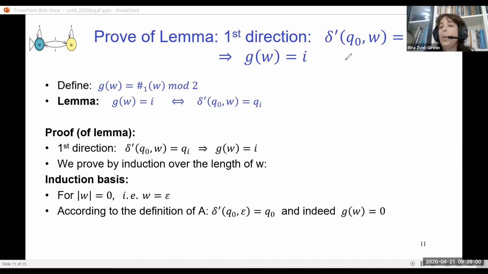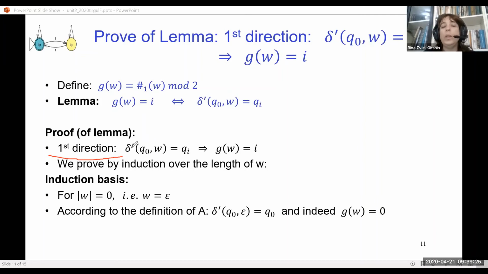Okay, so now we have some lemma that is actually a relation between the automaton we built and the original language we have. So we need to prove this lemma, and I prove only the first direction. You will do the second direction, the backwards, at home during your homework.